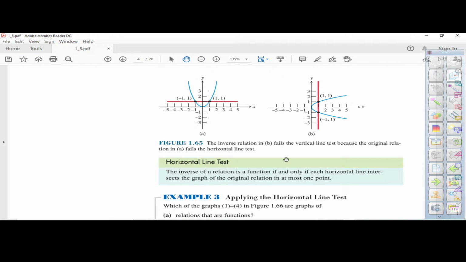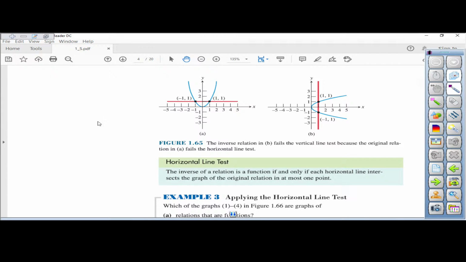I'm going to say this one more time. How do you know that the inverse of this is a function? Well, the inverse is a function only if the graph is touched horizontally only one time. Okay, what does this mean? Well, let's see a graph.